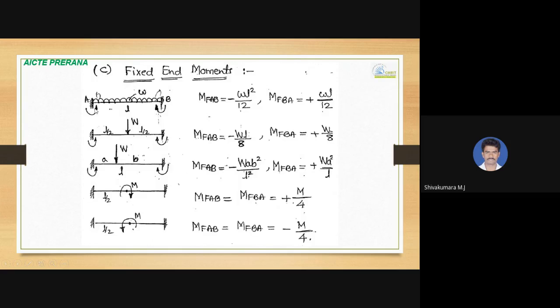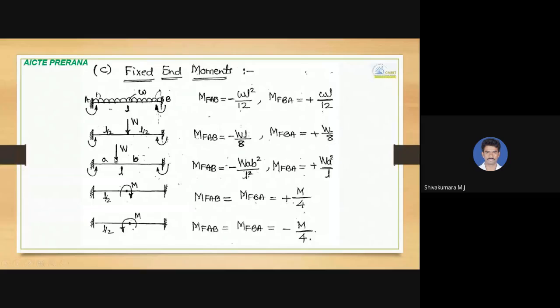So fixed end moments: when a fixed beam is subjected to a uniformly distributed load, the fixed end moment MFAB is WL square by 12, and that moment acts in the anticlockwise direction, so the sign convention is minus. MFAB is minus WL square by 12, and MFBA acts in the clockwise direction, so that is positive, plus WL square by 12. When the beam is subjected to a point load at mid span like this, the fixed end moment MFAB will be minus WL by 8, and MFBA is WL by 8.